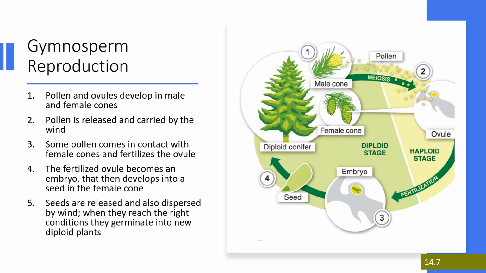Pollen containing haploid sperm develops in the male cones, and haploid eggs develop in the ovules of female cones. The male cones release pollen, some of which happens to land in the right place to fertilize an egg. Once that egg is fertilized, it develops into a diploid embryo, which can develop into a seed. The seeds are then released, often carried by the wind, and germinate into new diploid plants.